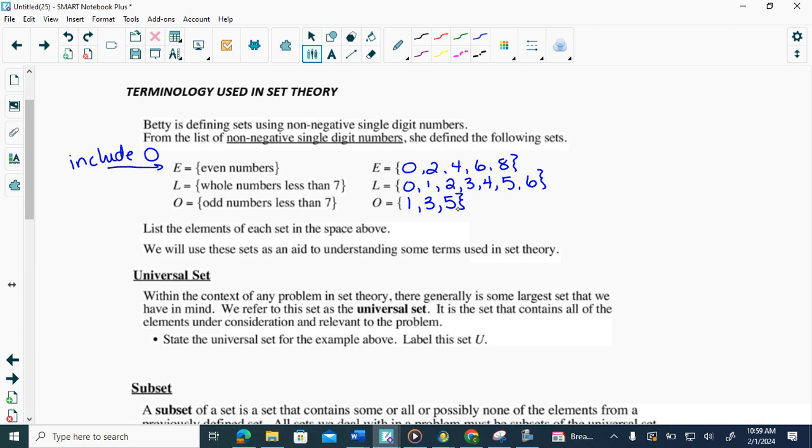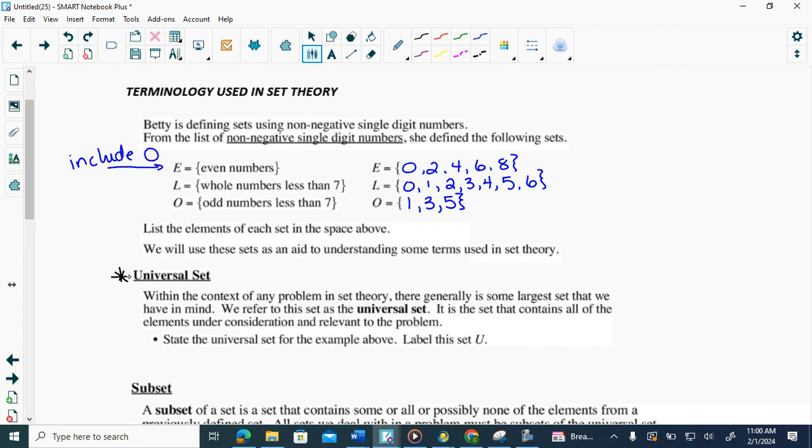So this is an important terminology. Universal set. So this is new. Everything else we did, like primes, multiples, rationals, irrationals, all that was repeat. This is new. So within the context of any problem in set theory, there generally is some largest set that we have in mind. We refer to this as the universal set. It is the set that contains all elements under consideration and relevant to the problem. So we want to state the universal set of the above.